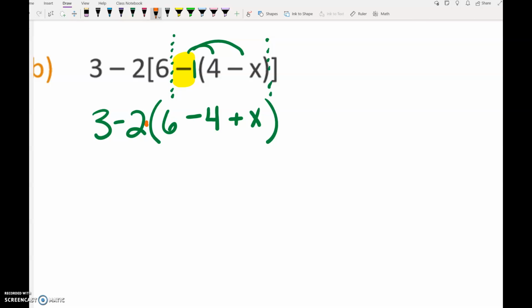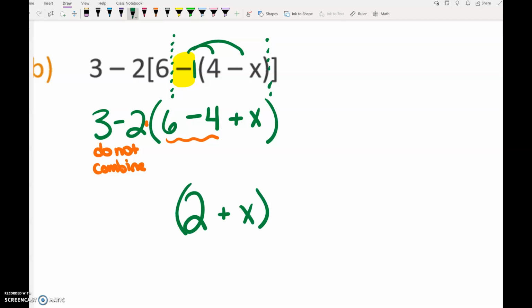That's actually a really, really good point, and I'm glad someone brought it up. You cannot combine the 3 and the 2 because the 2 has to be multiplied before we combine it. So which other set could we combine? The 6 minus 4. The 6 minus 4 is inside the parentheses. There's nothing multiplied inside those parentheses with the 6 and the 4. 6 minus 4 gives us 2. So inside the parentheses, we have 2 plus x. That 2 inside I wrote really big. There we go.